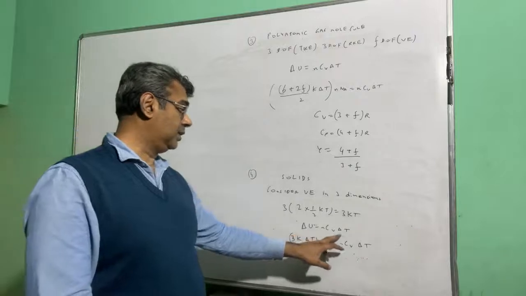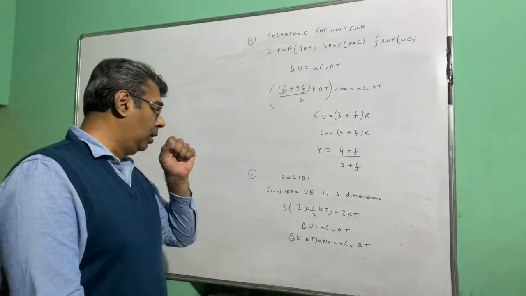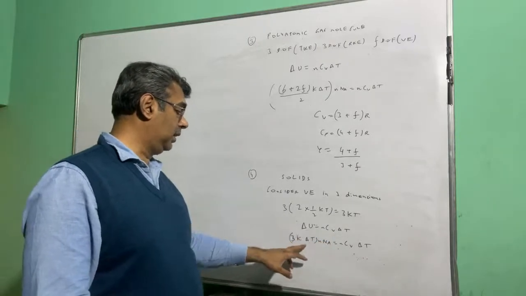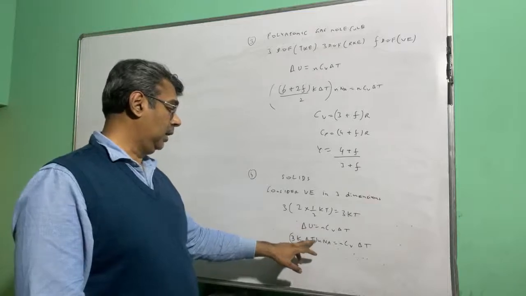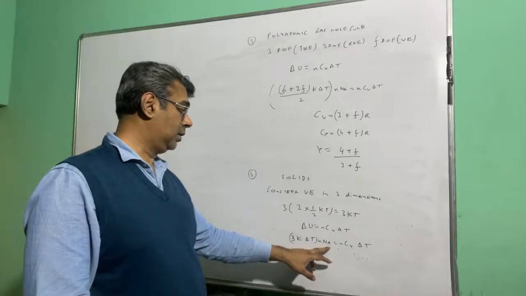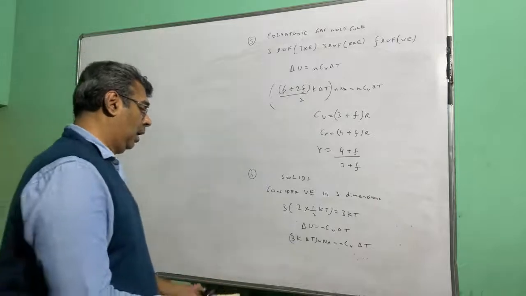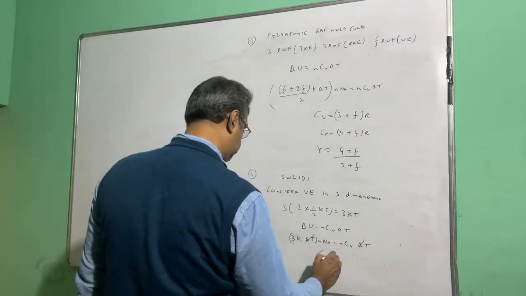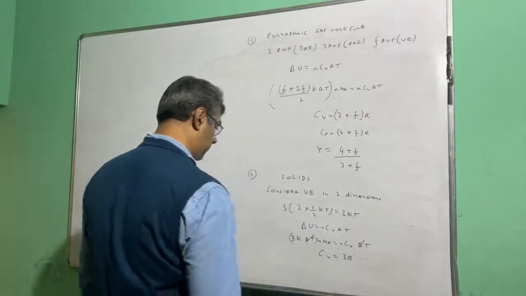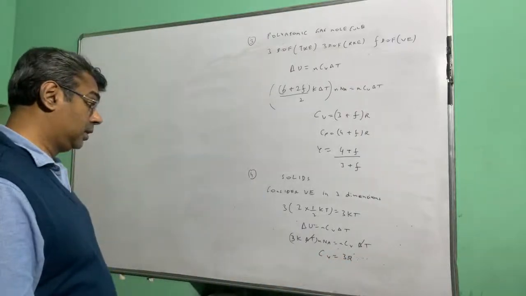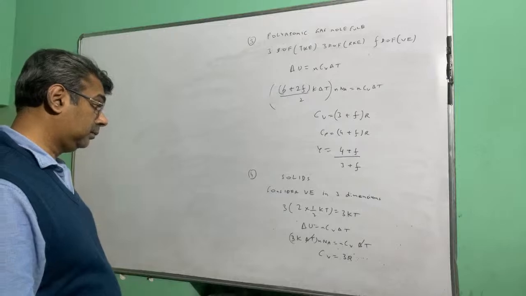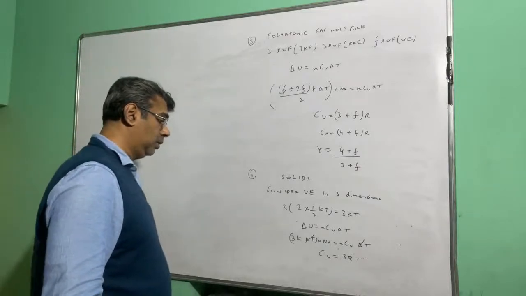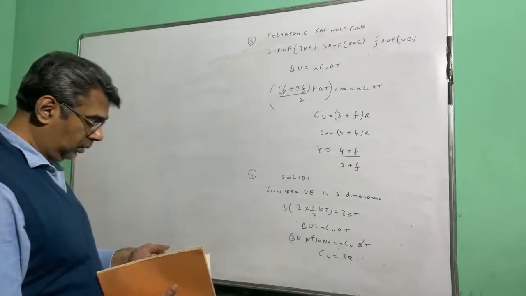And delta U is N Cv delta T. So instead of delta U we will write 3K delta T into number of molecules, which is N into Avogadro, is N Cv delta T. So now if you cancel delta T on both sides, so Cv is equal to 3R.